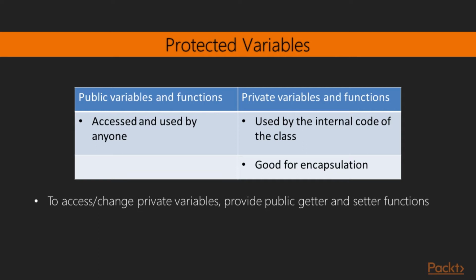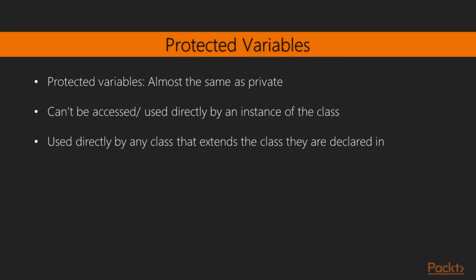If we extend a class that has private variables and functions, that child class cannot directly access the private data of its parent. Protected variables and functions are almost the same as private. They cannot be accessed, used directly by an instance of the class. However, they can be used directly by any class that extends the class they are declared in. So it is like they're private except to child classes.